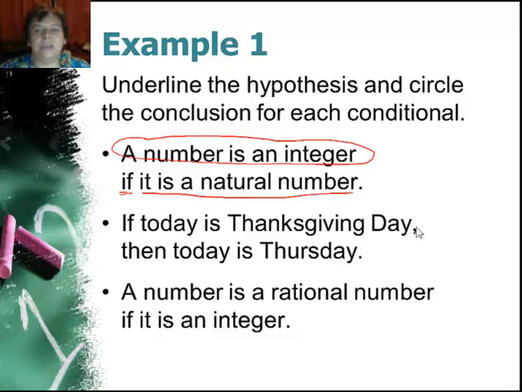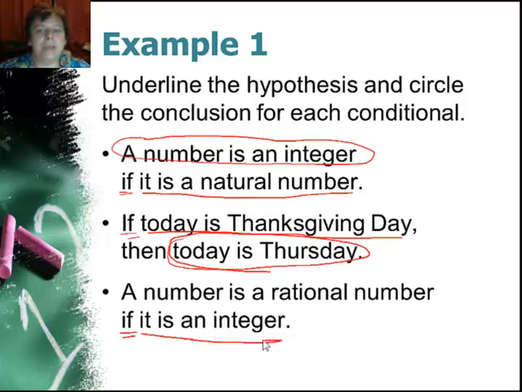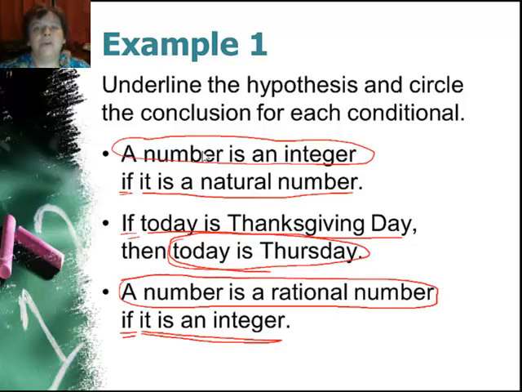The next one, if today is Thanksgiving Day, then today is Thursday. You see the if there, so that means today is Thanksgiving Day is the hypothesis. Here we have a then, so you can tell that today is Thursday is the conclusion. A number is a rational number if it is an integer. That if is our clue, that being an integer is our hypothesis. Then the rest is the conclusion. You notice that on 2 of these examples, there is no word then. Having the word if can help you identify the hypothesis. Then the other part is the conclusion.